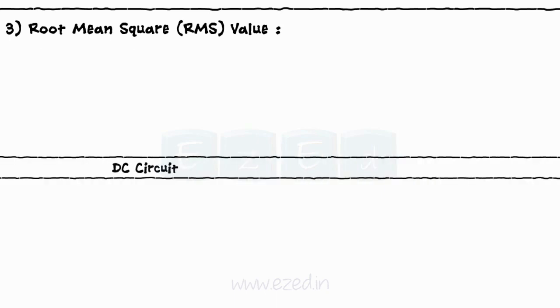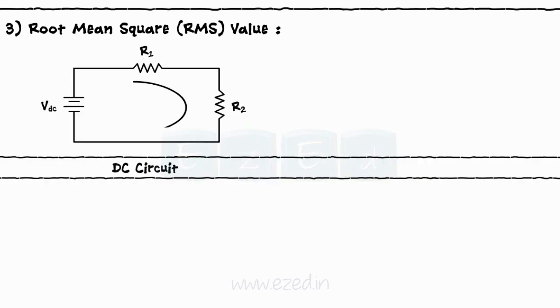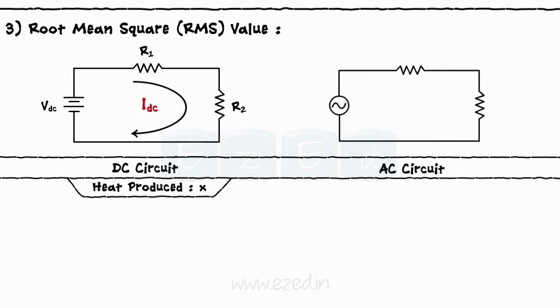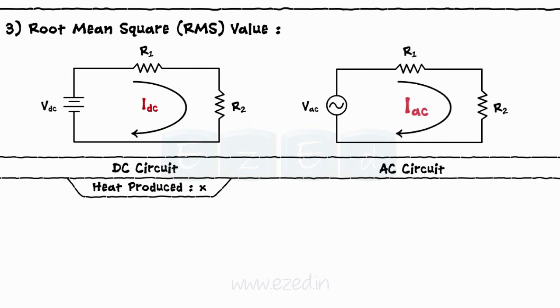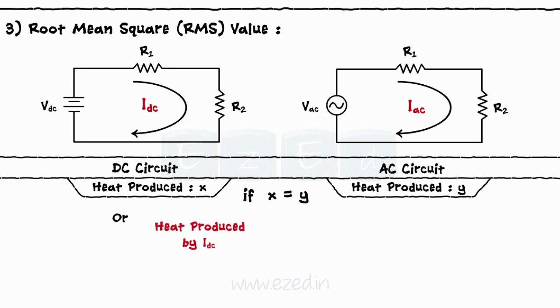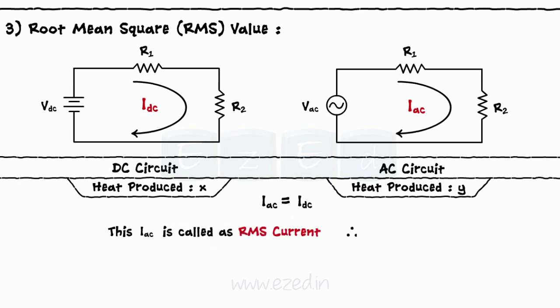The magnitude of the AC signal is also represented as the root mean square or RMS value. Let's assume that the DC current flows through the circuit for the time t producing X amount of heat. Now let's assume that the AC current flows through the circuit for the same time t producing some amount of heat. If the amount of heat produced by both currents is the same, then the values of the AC current and the DC current are equal. Thus when we compare the AC current with the DC current, we always consider the root mean square value of the AC current.